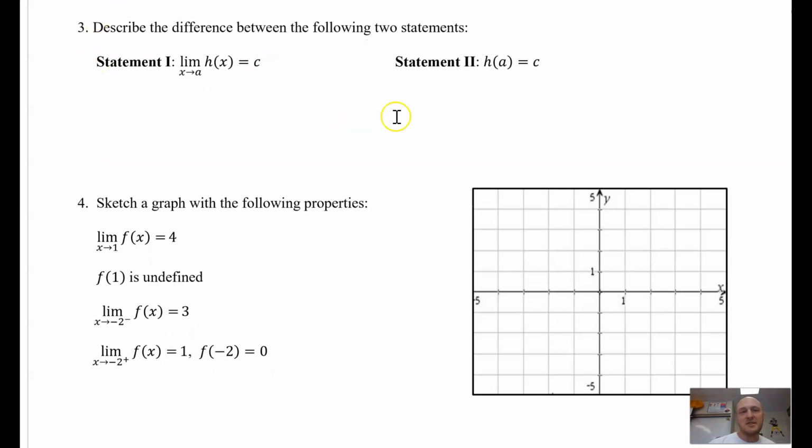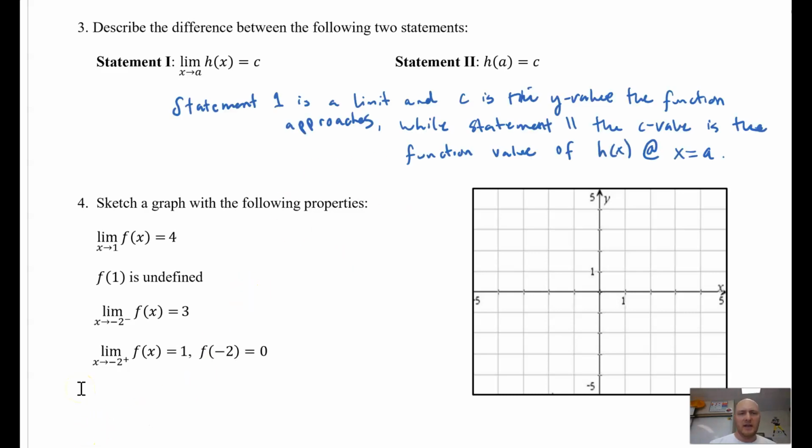Here's number 3. Describe the difference between the following 2 statements. Okay, here you go. The difference between the 2 statements. Well, statement 1, obviously it's a limit, okay? And the c value is what the function is approaching from the left and from the right as x approaches a. While in statement 2, the c value is just the function value of h of x when you plug in a, okay?